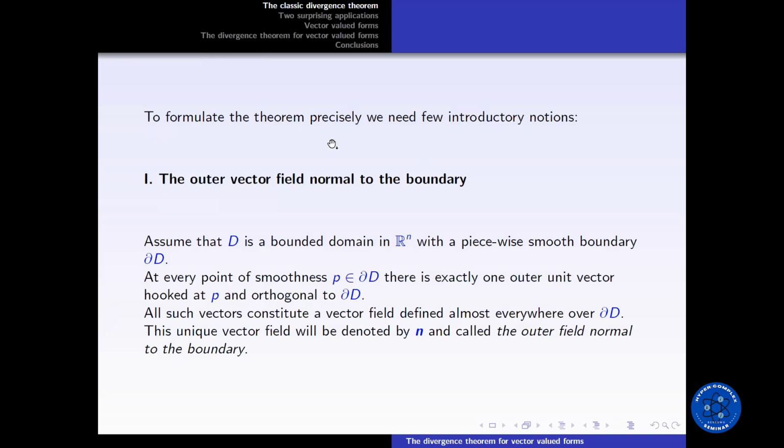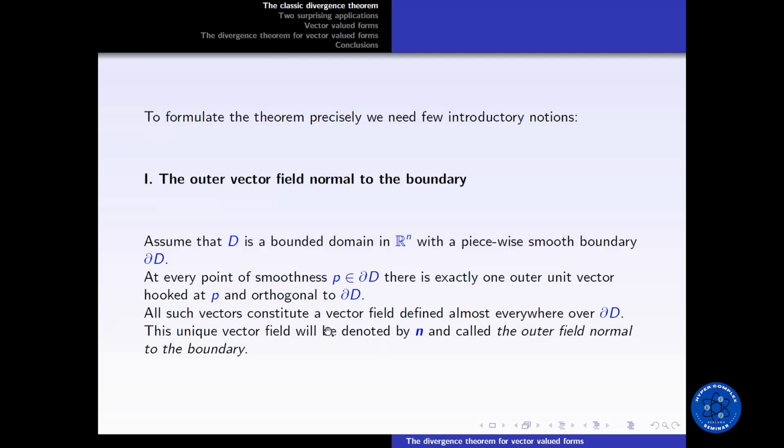To formulate the theorem precisely, we need to introduce some notions, namely the notion of the outer vector field normal to the boundary. Assume then that D is a bounded domain in Rn with a piecewise smooth boundary. It could be a weaker assumption about smoothness of the boundary, but still. At every point of smoothness of the boundary, there is exactly one outer unit vector hooked at P. It is a unit vector orthogonal to the boundary and pointing outside.